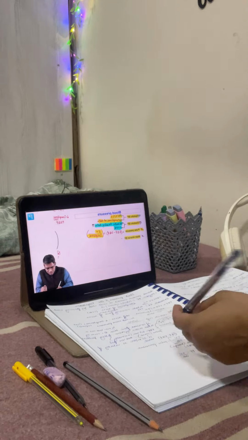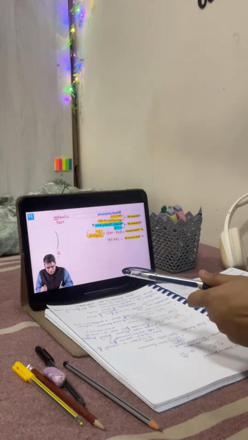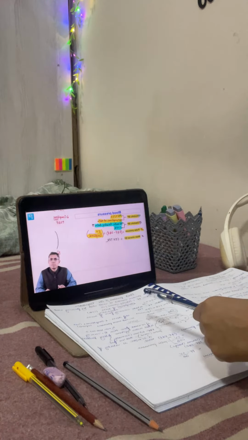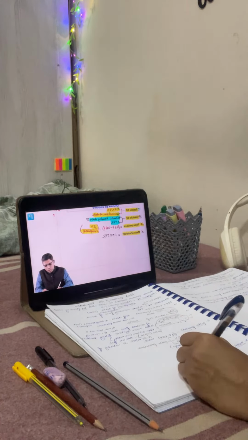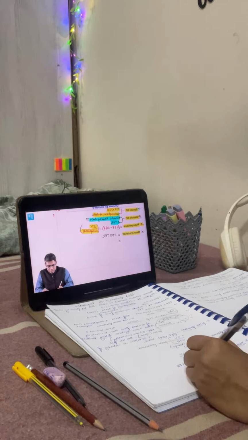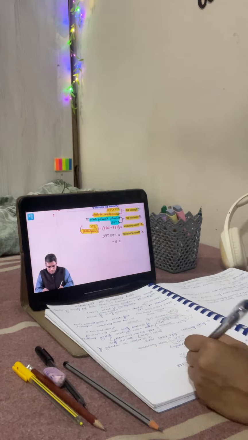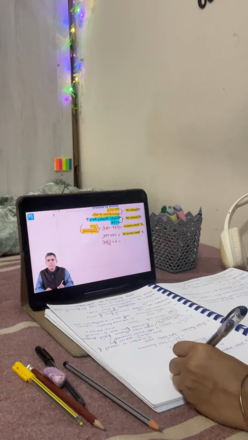Generally, we say that mean arterial pressure is equal to cardiac output multiplied by total peripheral resistance. If you do that, then you are going to get your mean arterial pressure. But both of these measurements are difficult, so that's why we use a simplified formula, and that simplified formula is diastolic blood pressure plus 1/3 of pulse pressure.